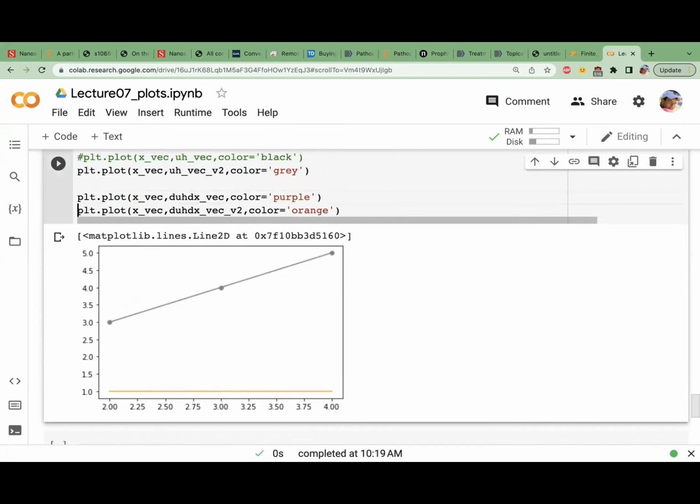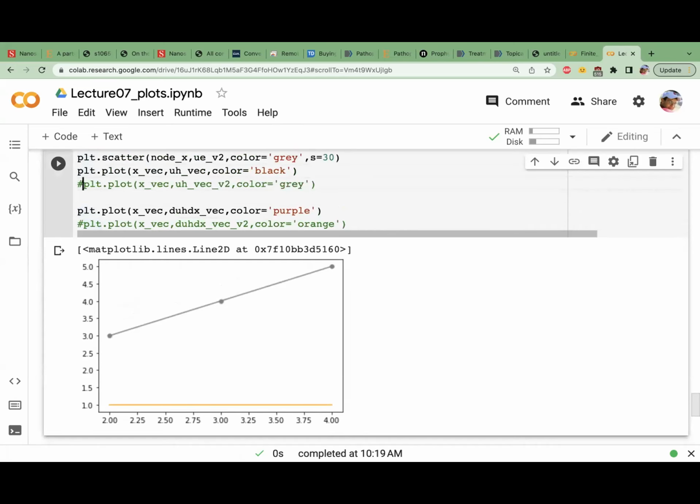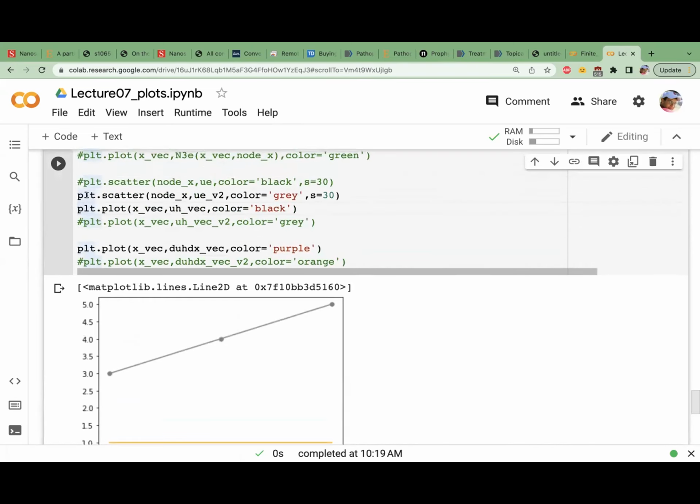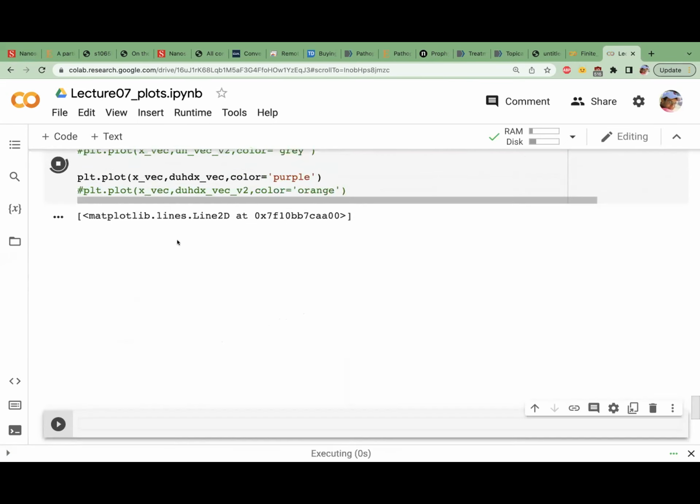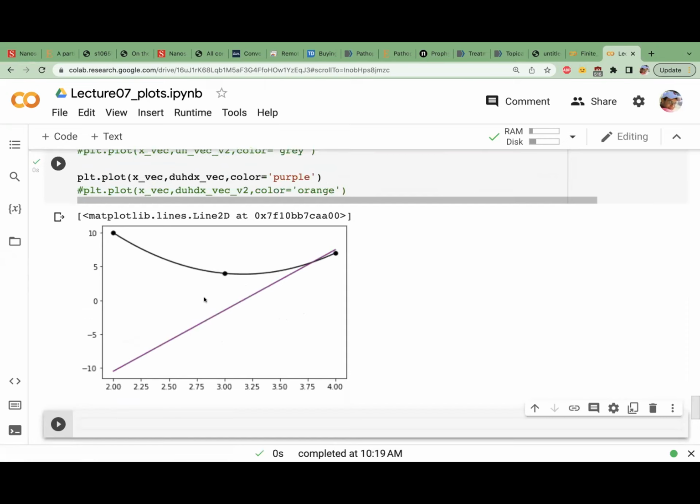And if instead I plot the other one, if you plot this, then you have the black dots, the parabola, and that purple line is the derivative of that parabola. I don't have a way of checking, but my guess is that it is correct.